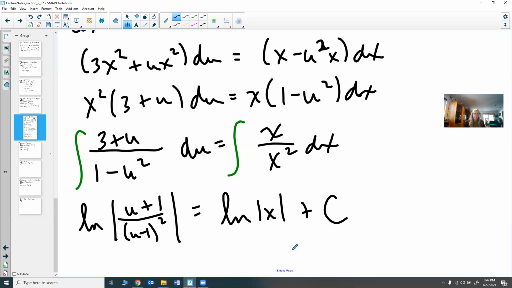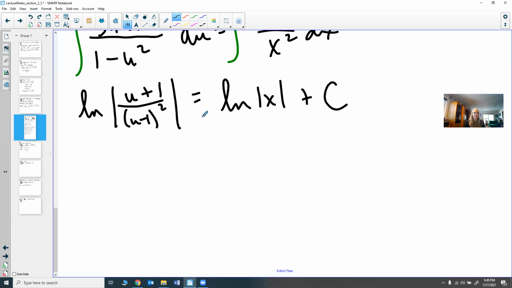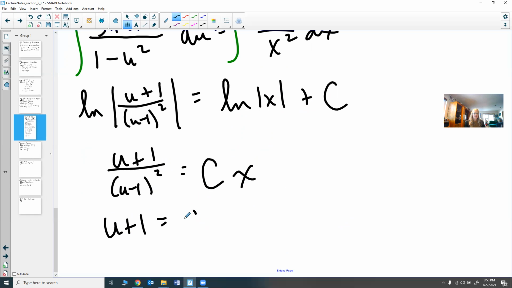All right, so now let's get rid of the natural logs. We'll raise e to both sides. So we have u plus 1 over u minus 1 squared on one side. On the other, we have e to the natural log of x, which is just x, and e to the c, not plus but times e to the c, which is just c. So we have c times x. If you want, you can go ahead and solve for u. So u plus 1 is equal to c times x times u minus 1 squared.